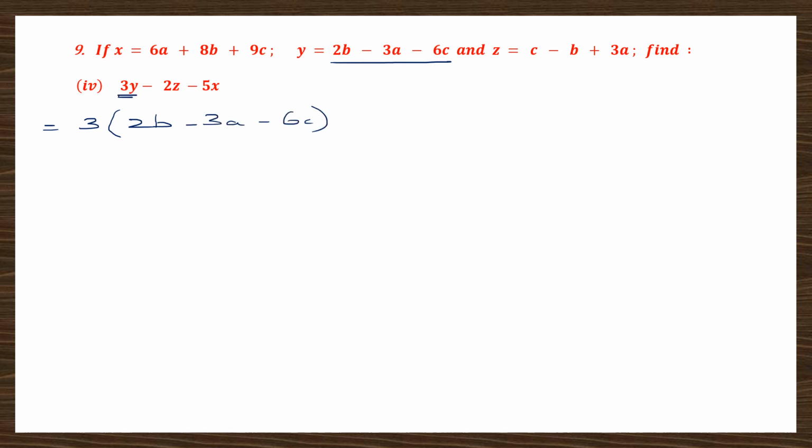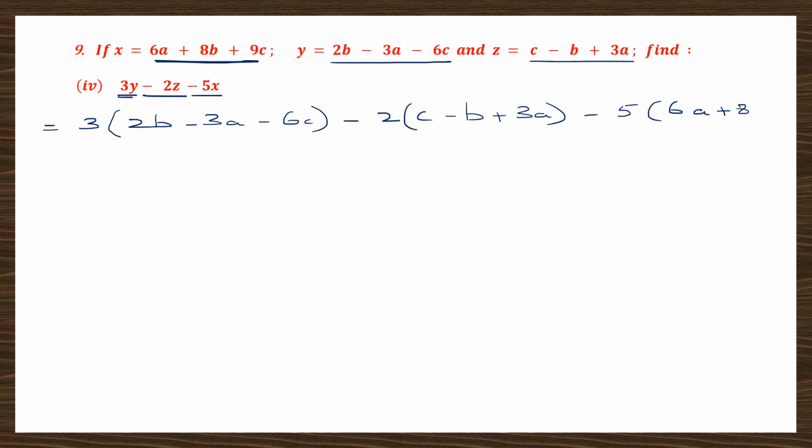Then, so we finished this. Now it is minus 2z. Minus 2z and z is this: c minus b plus 3a. Minus 5x. So minus 5. And what is x? x is this in the beginning, the first one. So 6a plus 8b plus 9c. Close brackets.